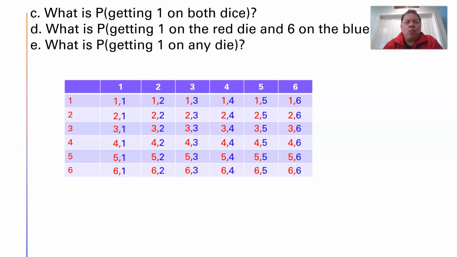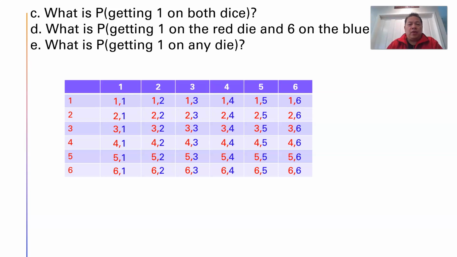Moving on. What's the probability of getting 1 on both dice? By looking at the table, where do I find the information on 1 for both dice? If you stare very carefully, you will find it at the corner here. 1 red and 1 blue. There's no other possibility, so you only have 1 out of 36 probability to get this outcome. Next question: probability of getting a 1 on a red and 6 on a blue. Again, look carefully at the table. 1 red, 6 blue. Oh, it's at the other corner there. Again you only have 1 out of the 36 chance.